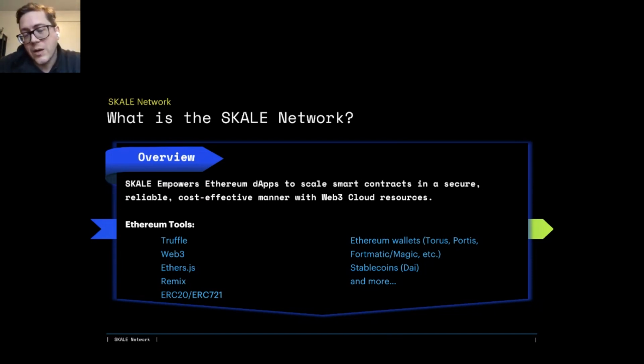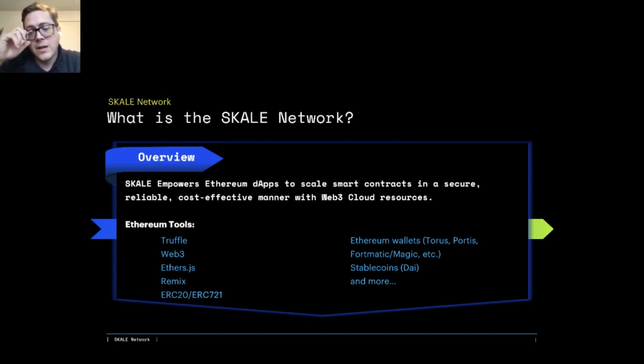The nice thing with SKALE Network is that it's built on top of Ethereum. It's built to be 100% Ethereum compatible. So all the normal tools that you use for Ethereum, like Truffle, Web3, Ethers.js, and Remix as an IDE, you can also use on your SKALE chain. And your SKALE chain is basically an elastic Web3 cloud compute resource to launch and deploy your dApp and engage end users in running your dApp.